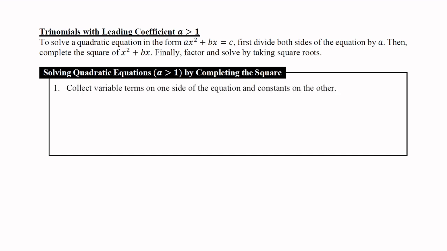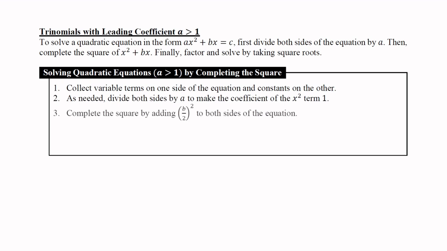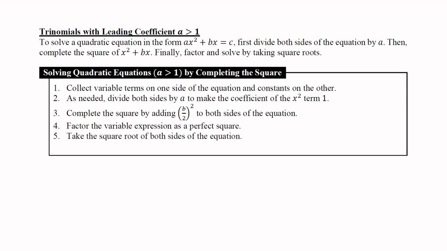First, collect variable terms on one side of the equation and constants on the other. As needed, divide both sides by a to make the coefficient of the x squared term 1. Then we're going to follow the steps that we had before. Complete the square by adding b over 2 quantity squared to both sides of the equation. Factor the variable expression as a perfect square. Take the square root of both sides of the equation. And then finally solve for the values of the variable.